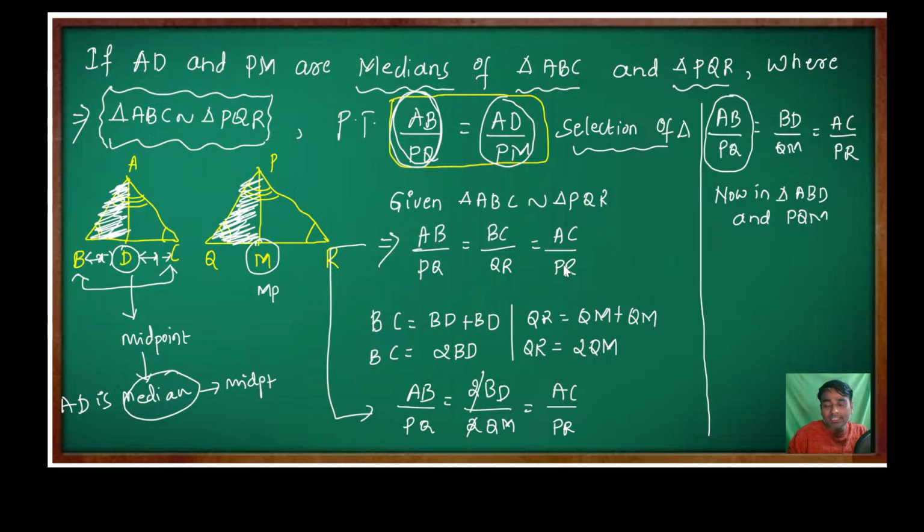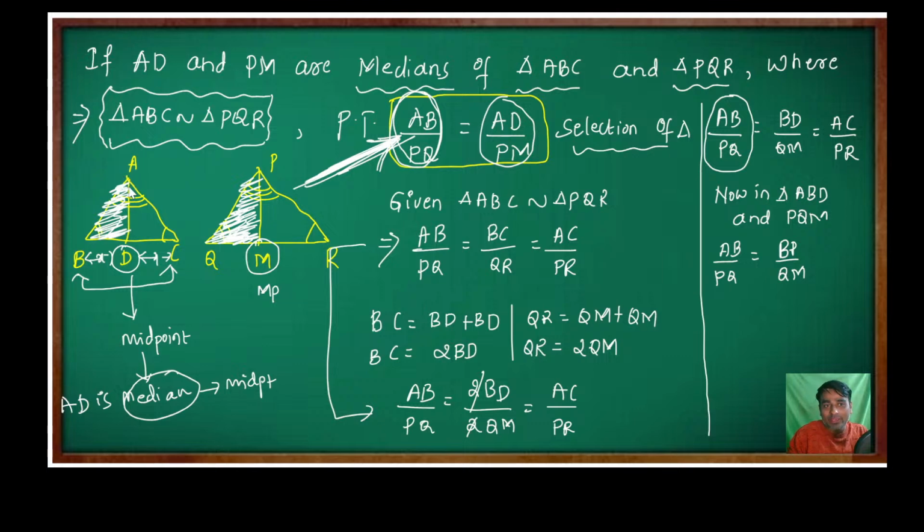Why am I selecting these two triangles only? Because this part that I need is present in these two triangles only. That's why I am selecting those two triangles only. Can I write two corresponding sides equal? That is AB by PQ. Can I equate this to BP by QM? BP by QM. Just select and see BP by QM.